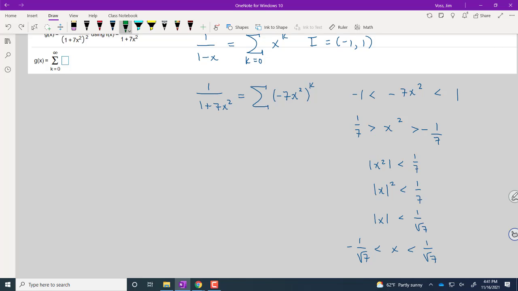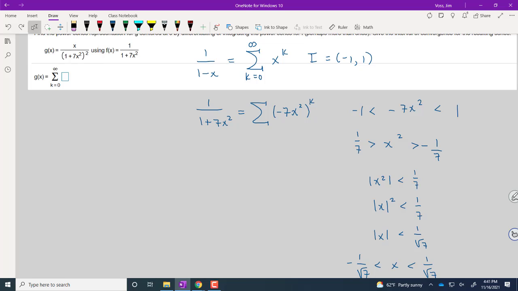Okay, so now the hard part. It's pretty easy. We just did substitution and then modified our interval of convergence. Now the hard part. How do we get to G from F? We would love a power series for G. And to get a power series for G, we need to modify the power series for F. Are we differentiating or integrating to get to G from F?